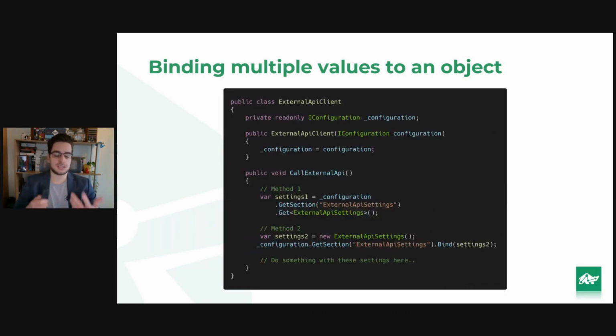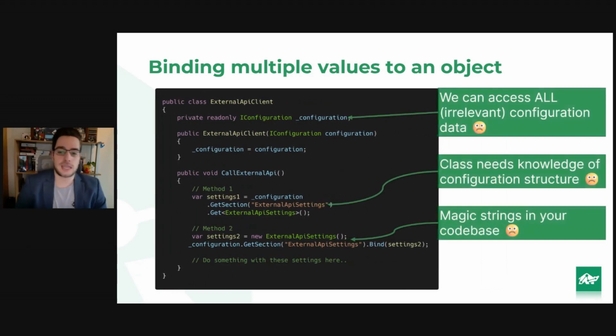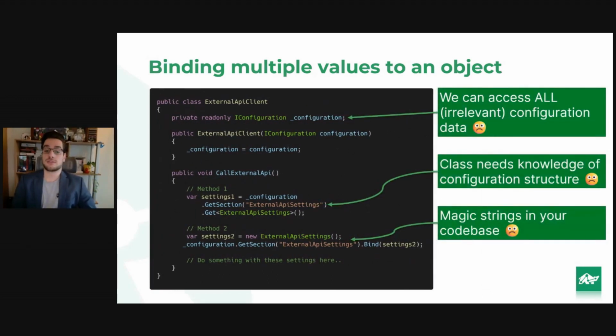Now, what this does is now you have an instance of the configuration class, and you can use this to do API calls. But there's actually three pretty big downsides to this sort of approach, because you can now access all of your irrelevant configuration data, which is not really desirable. We want to write code that does as little as it needs, so we have clear boundaries of what our code does. But now this class could access any connection string it wants, which is not really great.